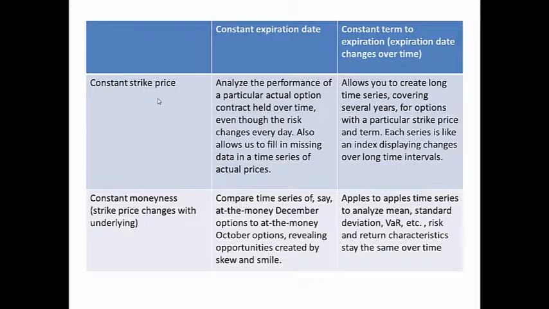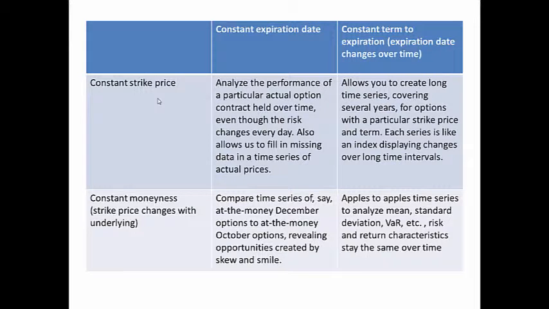We could have a constant expiration date and a constant strike price. And this is what we have when we have a regular time series of options. This allows us to analyze the performance of a particular actual option contract held over time, even though the risk changes every day. It also allows us to fill in missing data in a time series of actual prices. We can also have a constant term to expiration, where the expiration date changes over time, along with a constant strike price. This allows you to create long time series covering several years for options with a particular strike price and term. Each series is like an index displaying changes over long time intervals.